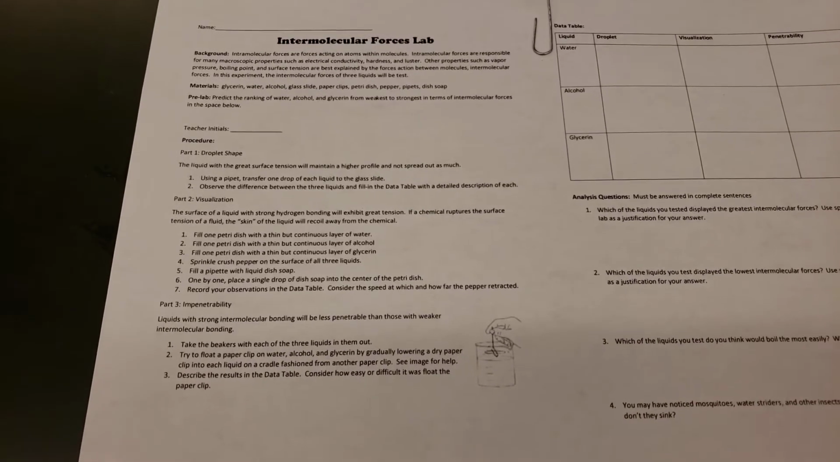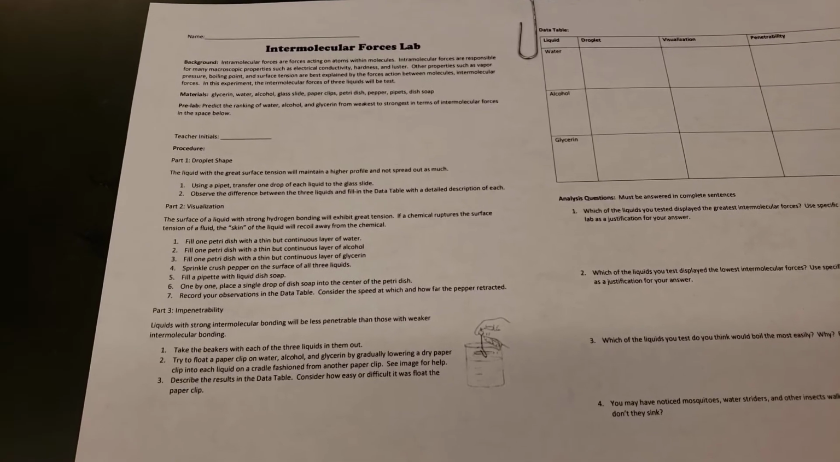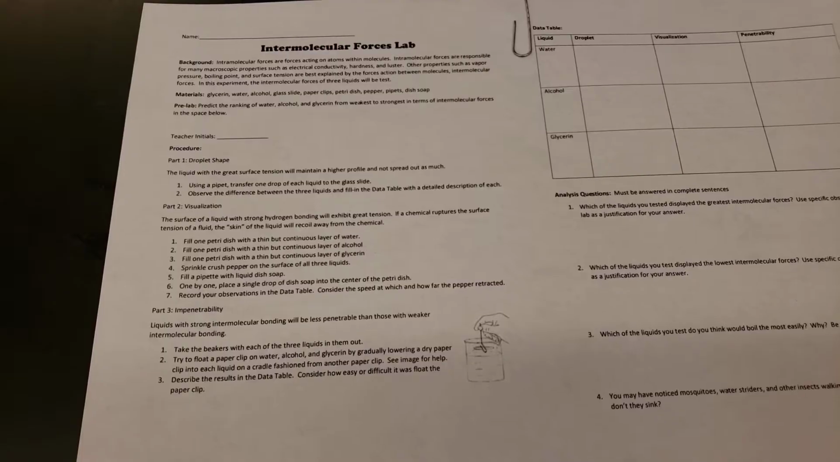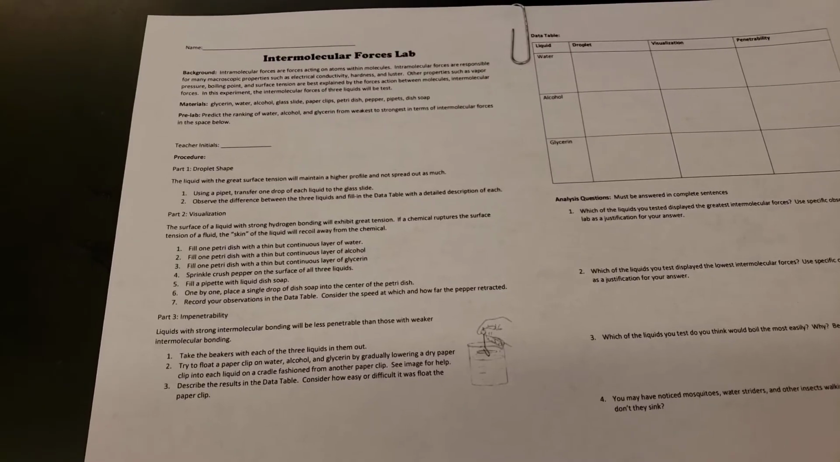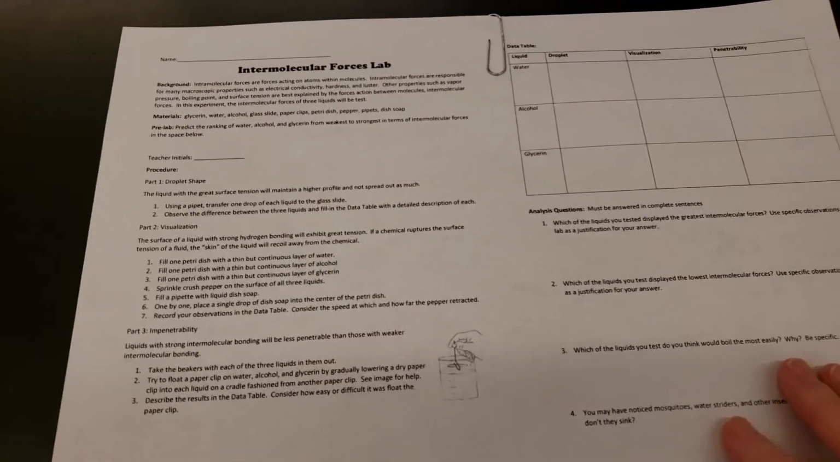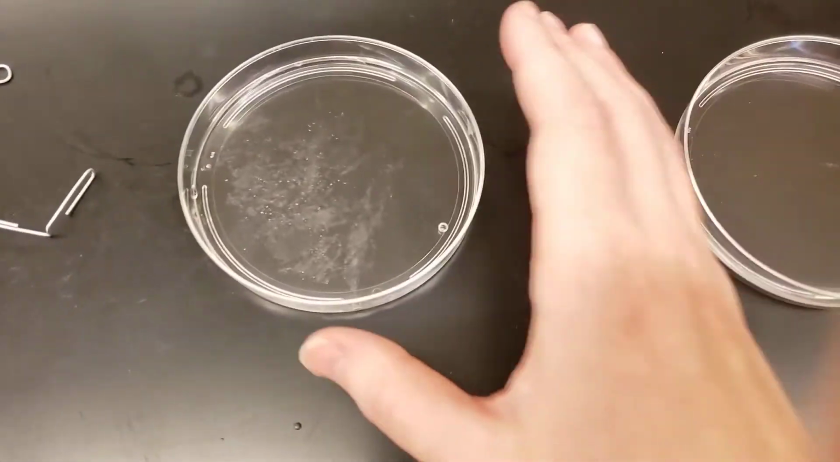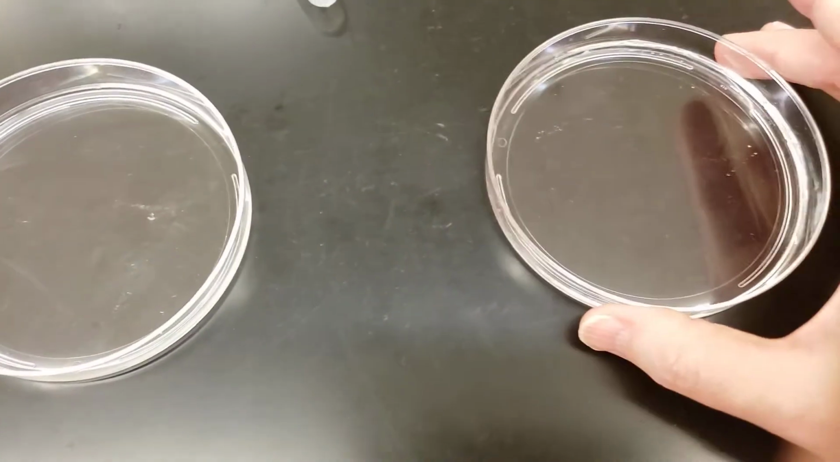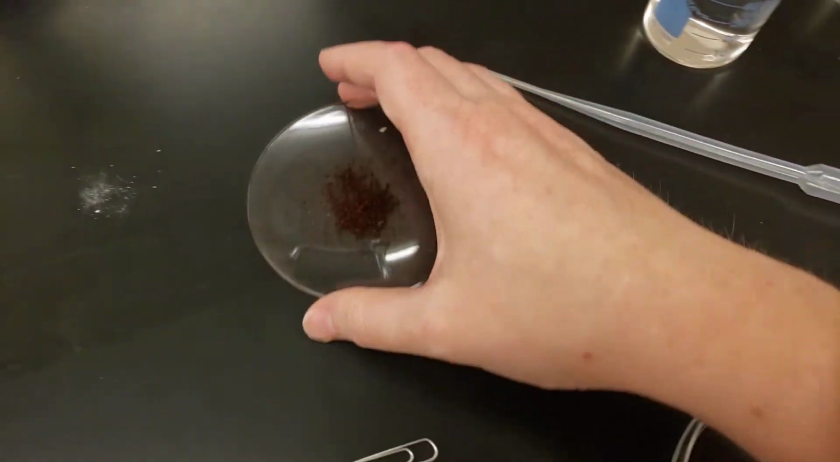For part 2 of the lab, we are going to be visualizing how strong the hydrogen bonds are by checking the tension. If a chemical ruptures the surface tension of a fluid, the skin of the liquid is going to recoil away. The bigger the recoil, that tells us more about the forces. So I have 3 Petri dishes. I have one with water, one with alcohol, and one with glycerin. And I am going to speckle some flakes on top of each of them.